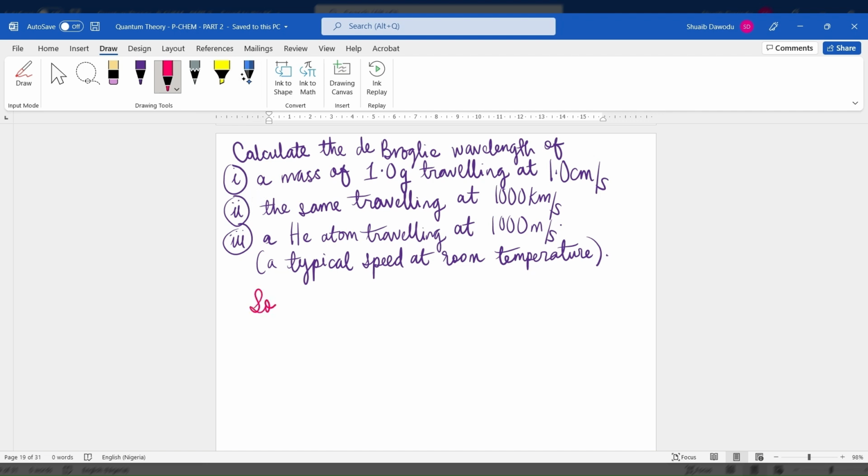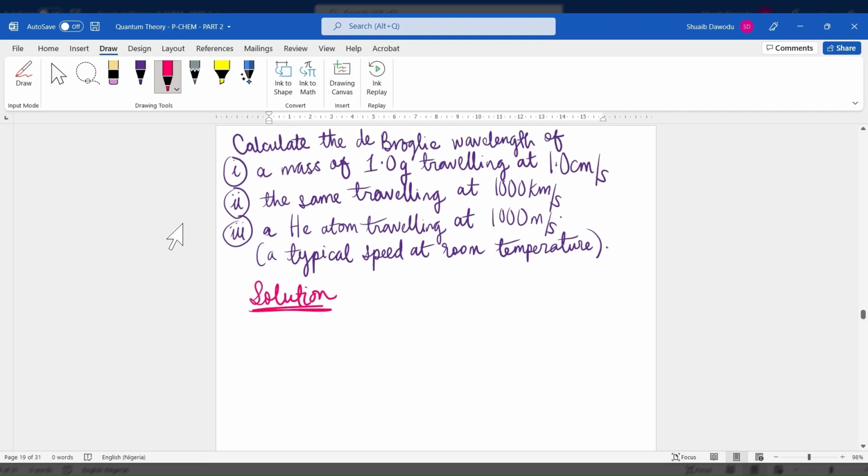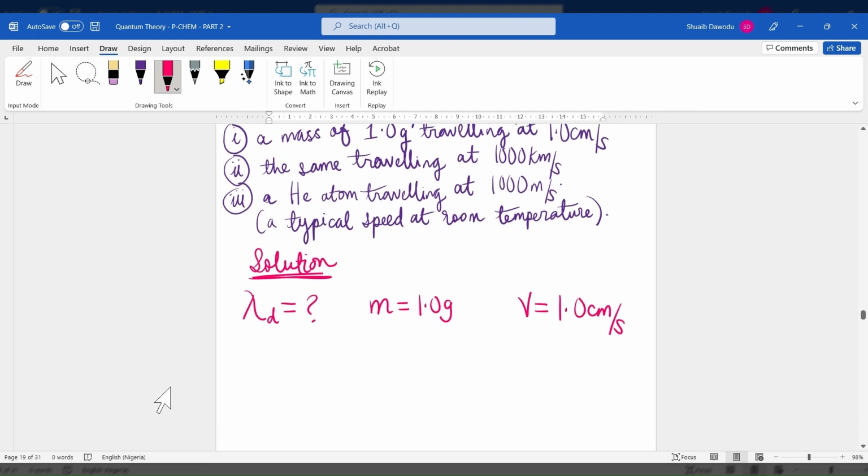So the solution for this question, I'm going to start with the first question, which is for us to determine the de Broglie wavelength. I'm going to have the lambda sign with a sub d because it's the de Broglie wavelength of a mass. The first question has a mass of 1.0 grams traveling at 1.0 centimeter per second. That is just simply the speed, or you can call it the velocity, 1.0 centimeter per second. And we're told to determine the de Broglie wavelength.